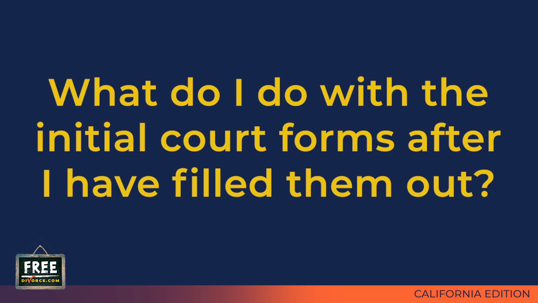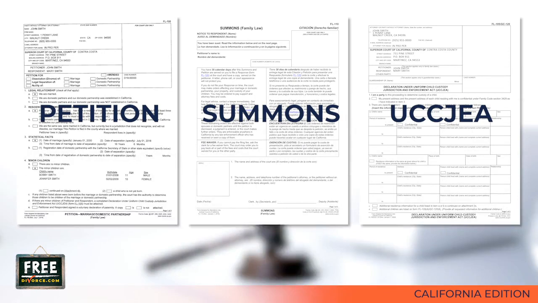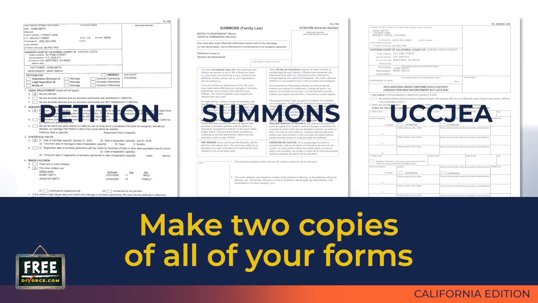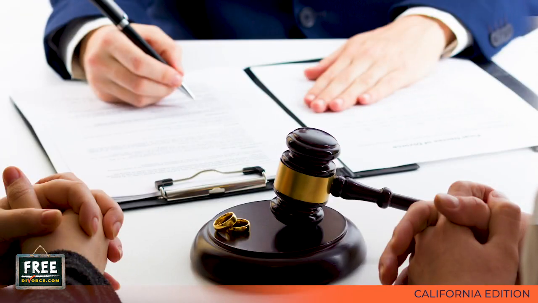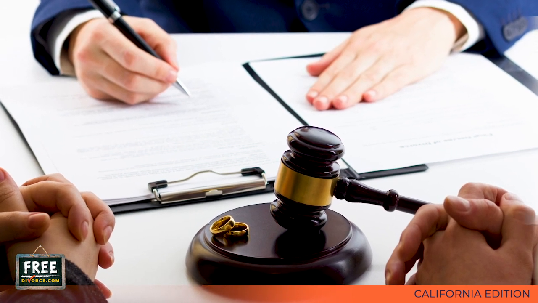What do I do with the initial court forms after I have filled them out? After you've filled out the initial forms consisting of the summons and petition, and, if you have minor children, the UCCJEA declaration, make 2 copies of all of your forms. Go to the Superior Court and file the forms with the court clerk.